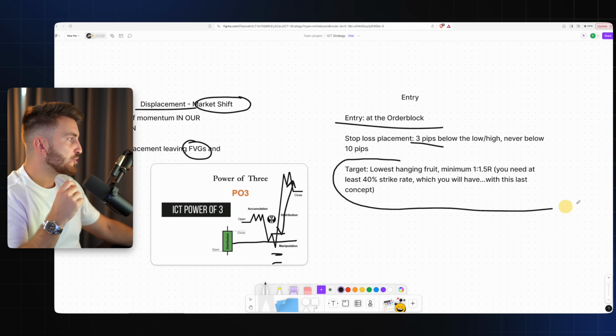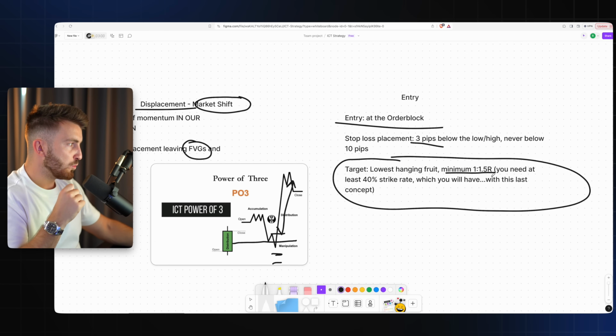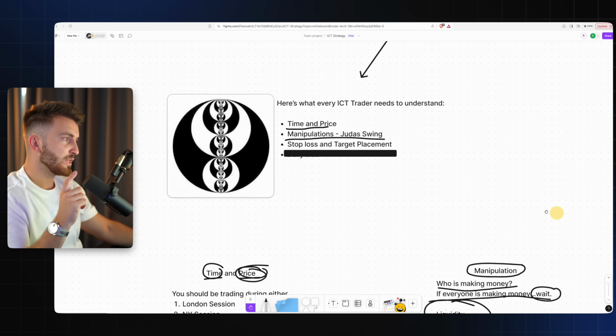And then the target is going to be the lowest hanging fruit with a minimum 1 to 1.5 risk to reward. Now, with a minimum 1 to 1.5 risk to reward, you need at least a 40% strike rate to be at break even, which you will have with this last concept. And that's where we go to the last concept over here, which is daily bias.